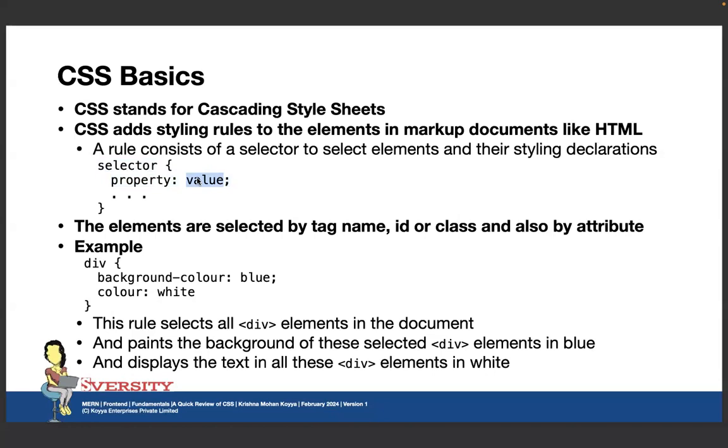You'll have several selectors, each one with several properties and values. How do you select an element? You may select an element just by tag name. For example, here div is a tag name. So when you say div is the selector, the CSS renderer will select all the div elements in the given HTML document and add these styling properties. For example, here background-color is a styling property whose value is set to blue. So the net effect is that all div elements will have a blue background and white text in them.